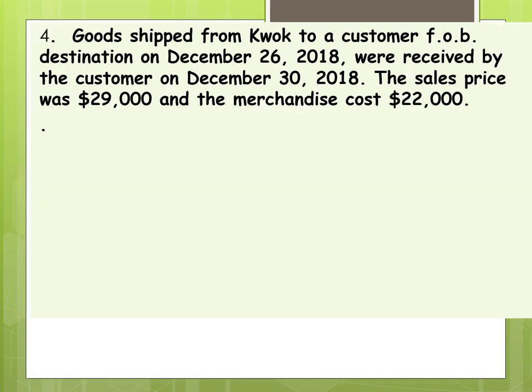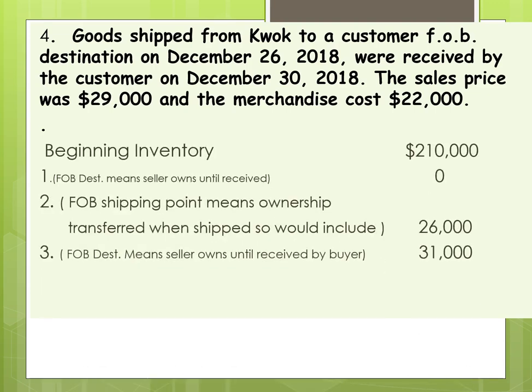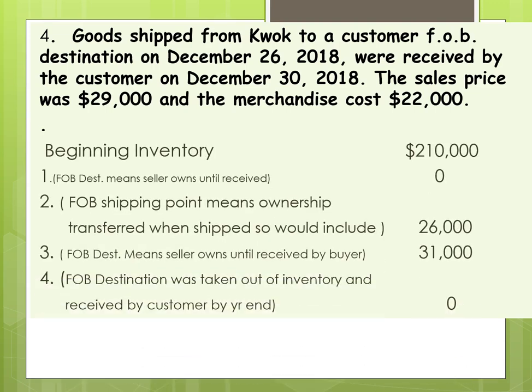All right, the next thing that happened is they shipped goods to a customer FOB destination on December 26th, but they were received by the customer on December 30th, which means that it should not be in their inventory, because even though it's FOB destination, the customer received it by year end.